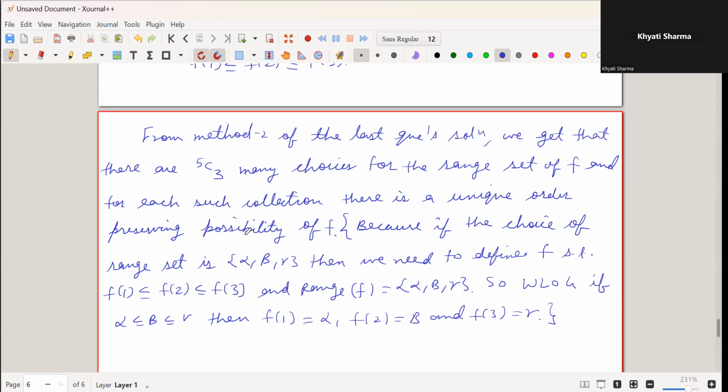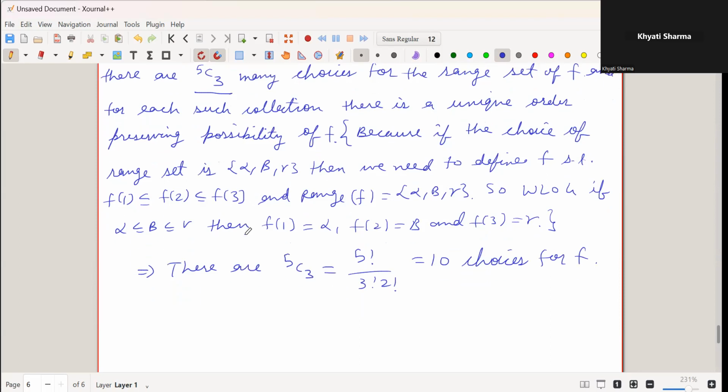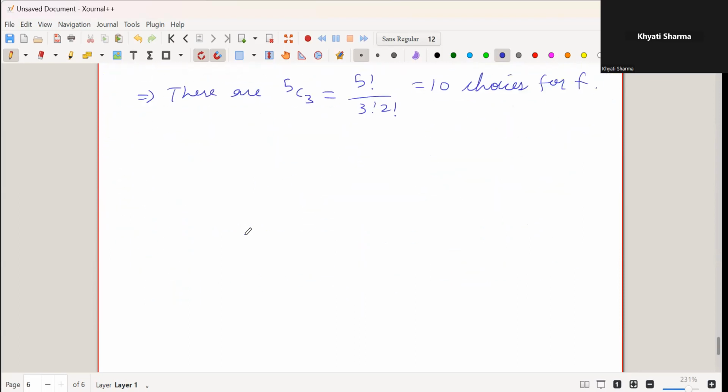So this implies there are just these many choices which are playing a role. 5C3, that is 5 factorial divided by 3 factorial 2 factorial, which is 10 choices. Okay, so there are 10 choices for defining these order preserving functions from the set 1, 2, 3 to 1, 2, 3, 4, 5.